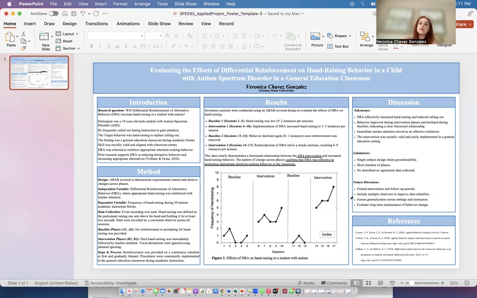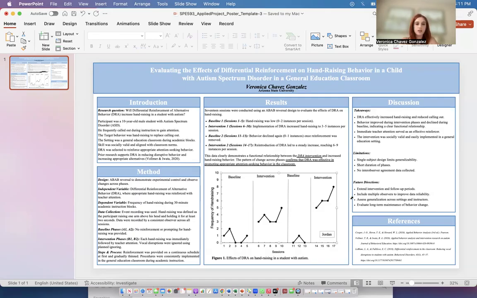All sessions took place in the general education classroom. This study included a total of 17 sessions. In the first baseline phase, which was sessions 1 to 5, hand raising occurred only 0 to 2 times per session. Once we entered the first intervention phase, which was sessions 6 to 10, after the first implementation of DRA, hand raising increased to 3 to 5 instances per session.